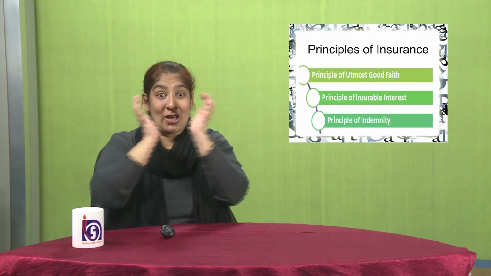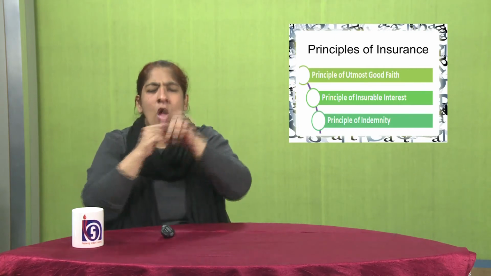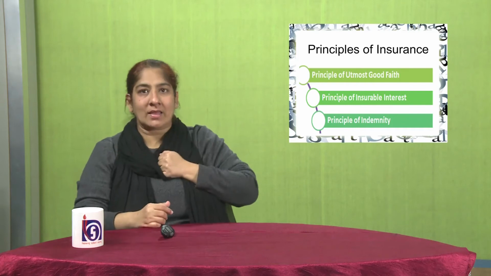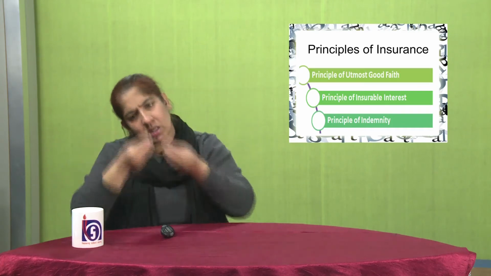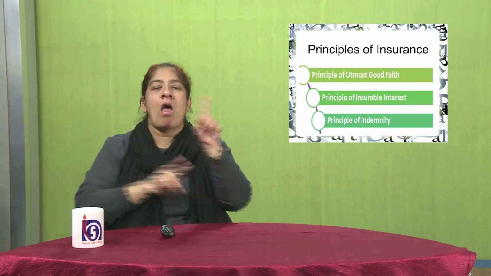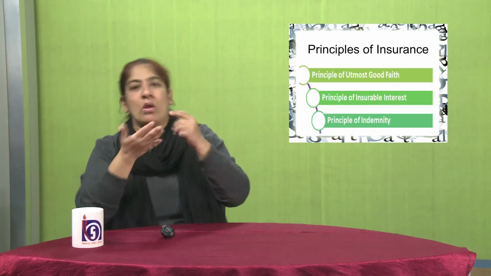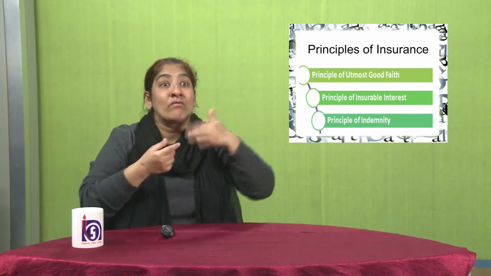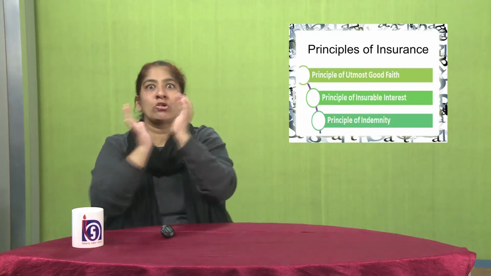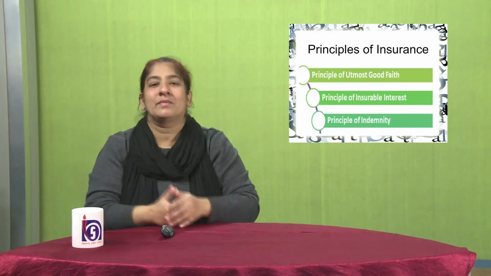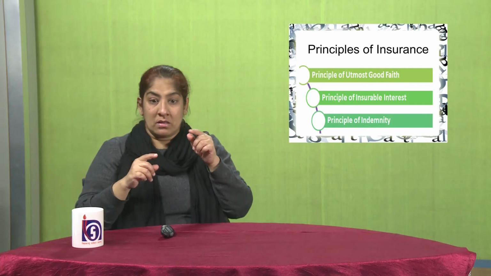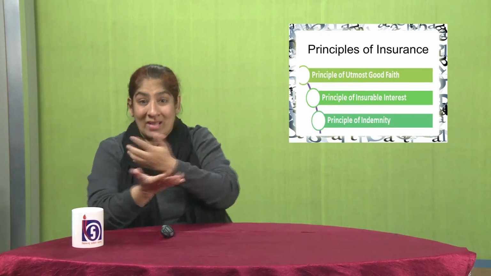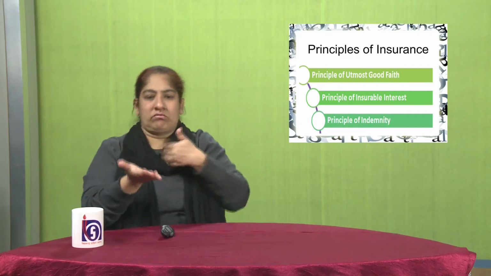Now we will learn the principles of insurance. What are they? The principles are the principle of utmost good faith. Then there is the principle of insurable interest. The principle of insurable interest works for any desired insurance that you require. Then there is the principle of indemnity. If there is any personal loss or theft, the principle of indemnity looks after that.